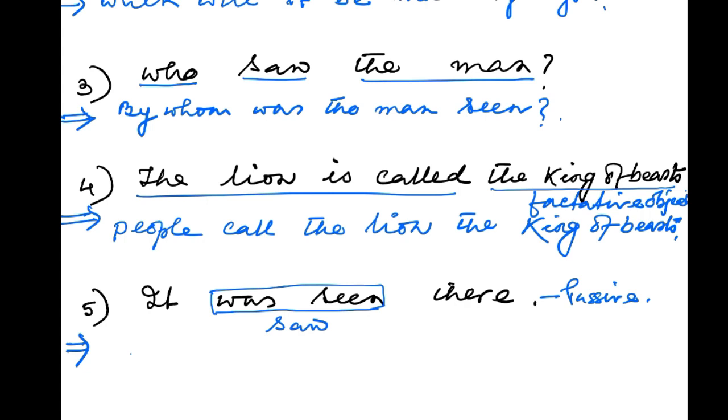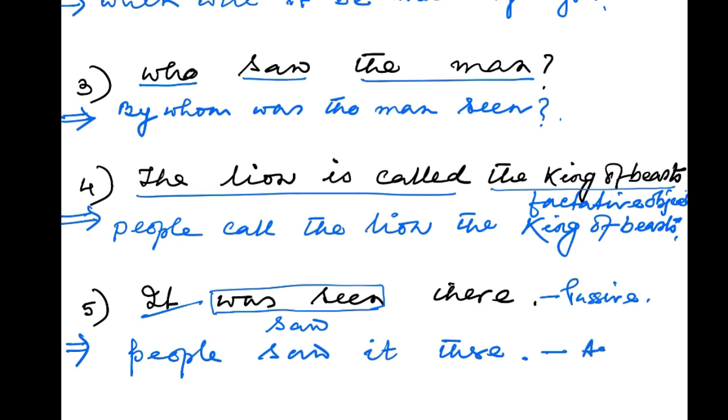So where is the subject? The subject is missing here. You have to supply the subject. So we'll take "people" as the subject. People saw, and this is the object. People saw it there. So this is the active voice.